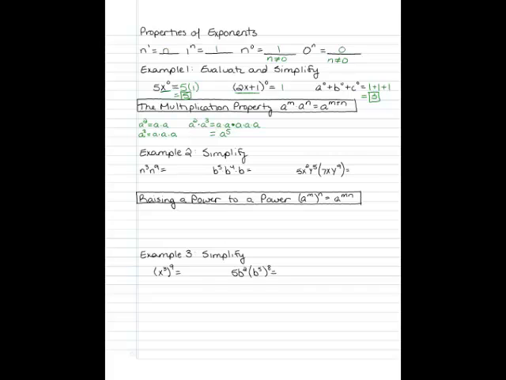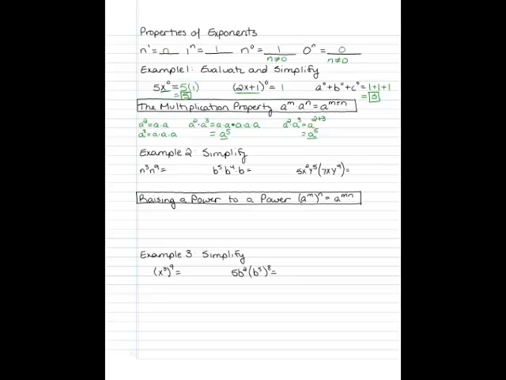Applying the multiplication property, I'm going to write down the same problem here, a squared times a cubed. What this property tells you to do, keep the base, add the exponents. So you would wind up with a to the 2 plus 3, which is a to the 5th. Gives you the same answer.